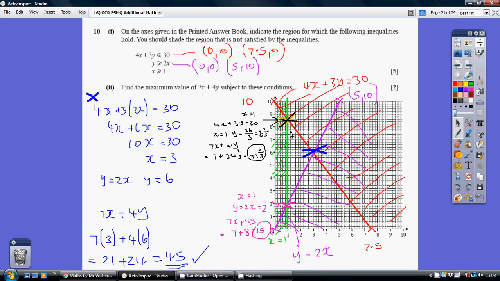Similarly with this black cross here, where the green line crosses the red line, I've substituted in x equaling 1 into 4x plus 3y equals 30. That gives me values of x being 1, y being 8 2/3. Substituting that into 7x plus 4y, I get 41 2/3. Now clearly that's less than 45, so the maximum value of 7x plus 4y is 45.